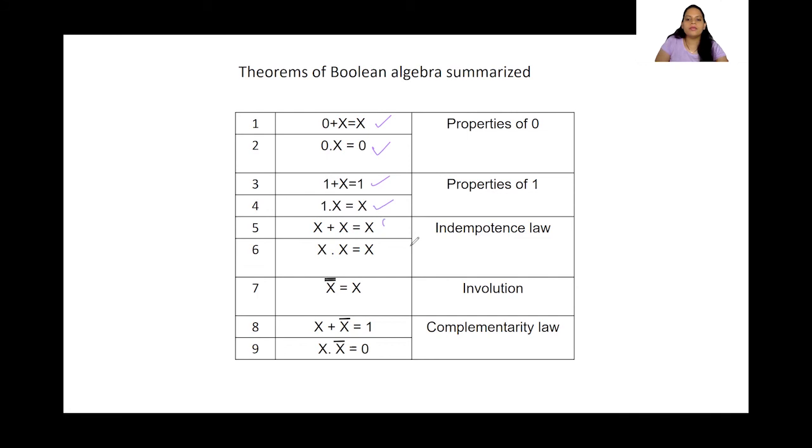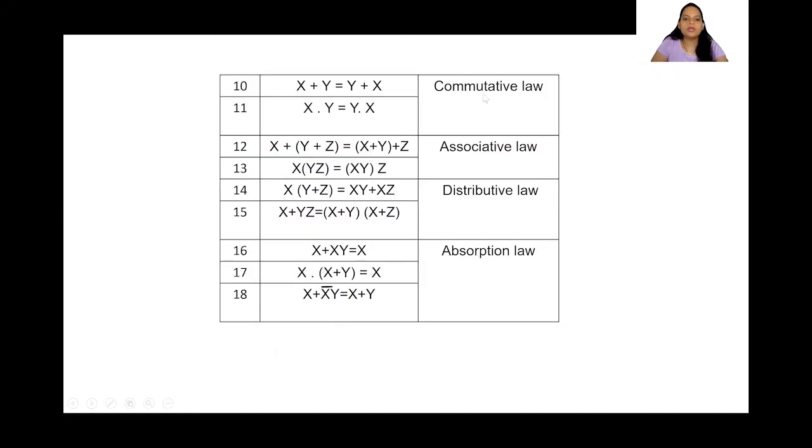These are idempotence laws. This is our involution law. These are our complementary law. This also we saw in the last session. Then we have our commutative law, the two laws. Then we have associative law, the two laws, distributive law, both of them, absorption law, and then the last laws. Okay, this one was the third distributive law which we saw just now. It is important for you to remember these laws.